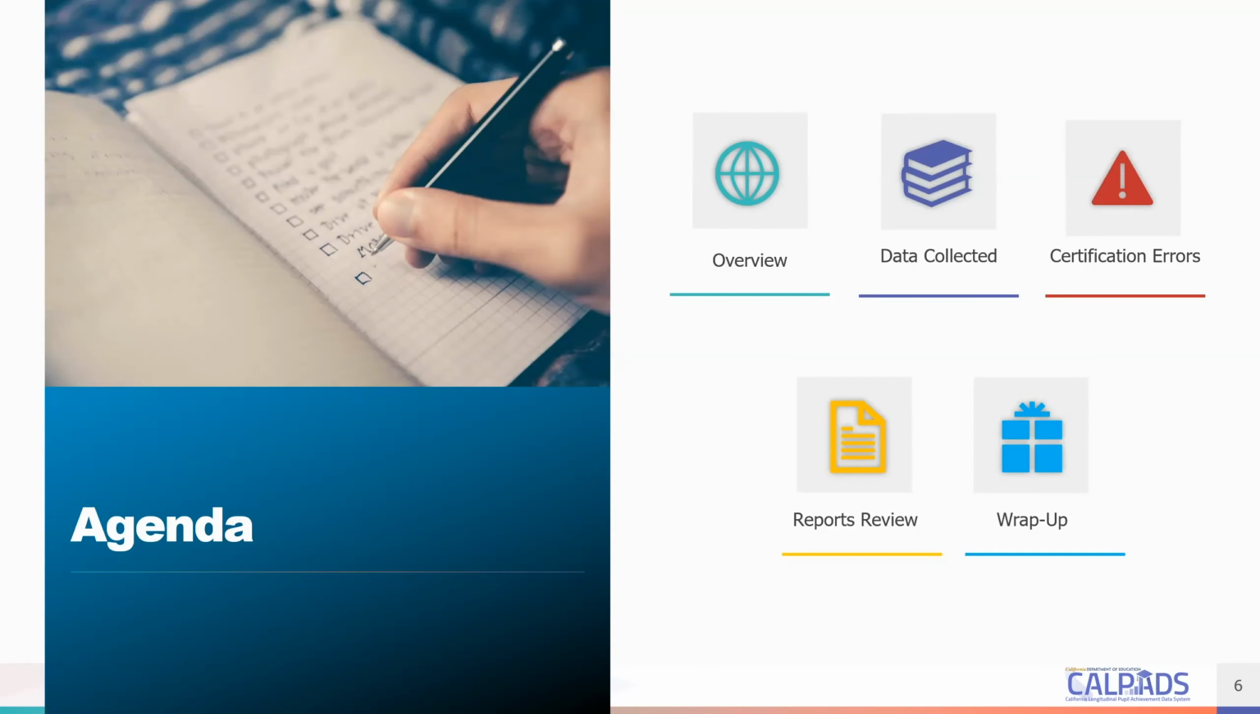So our agenda for today would be, we'll present an overview of end of year 1 data collection. We'll present all of the data that we expect you to submit to CalPADS. We will do a demo of the certification process, and how to resolve some of the key errors that you might encounter. And then Nate will graciously explain the different reports in end of year 1, and we'll do the wrap up.